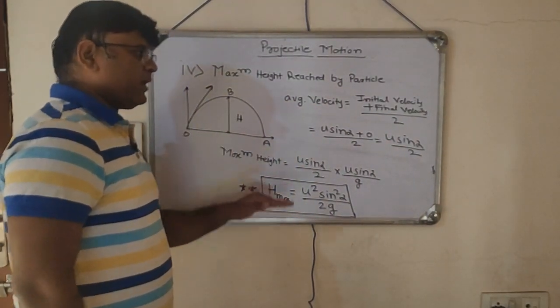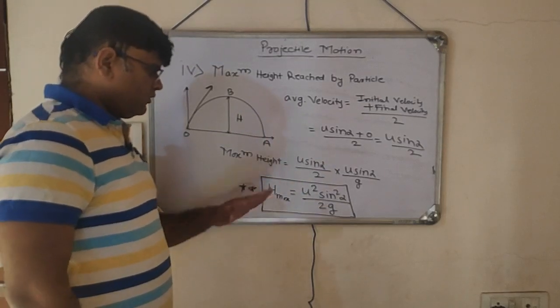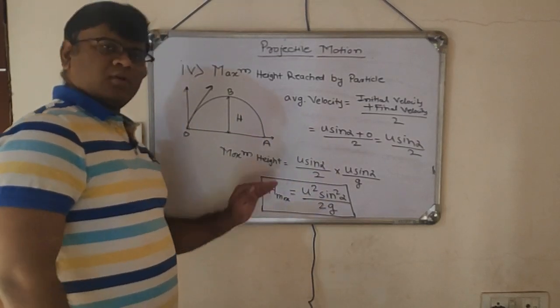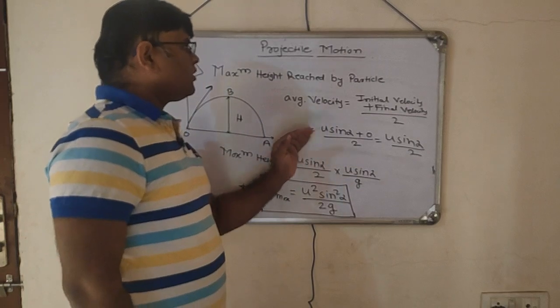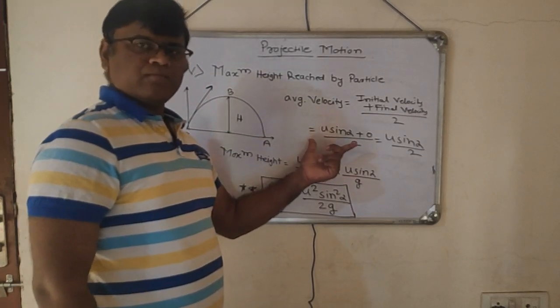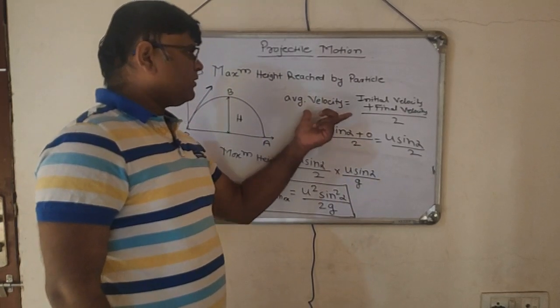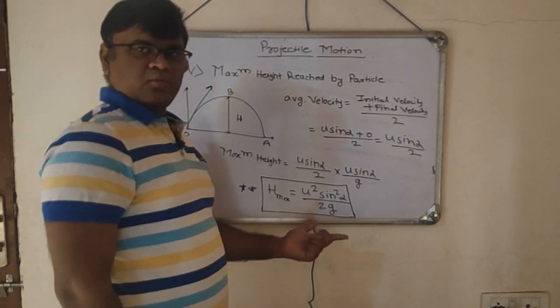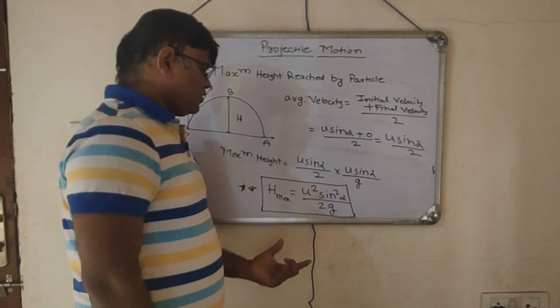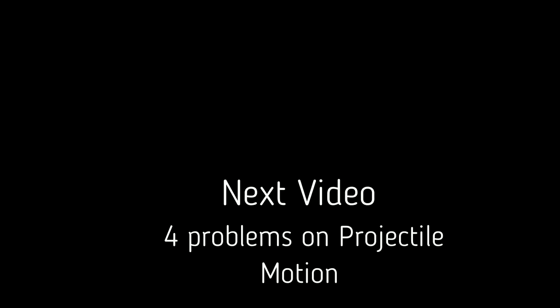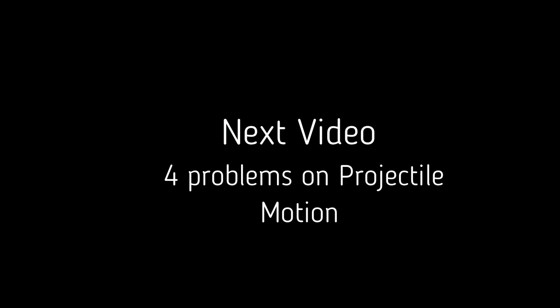So these are the 4 parameters we have seen till this particular point. In the next video we will see some problems based on the projectile motion for different cases. Okay, so we'll go to the next one. So in the next video we will see 4 problems based on the projectile motion.